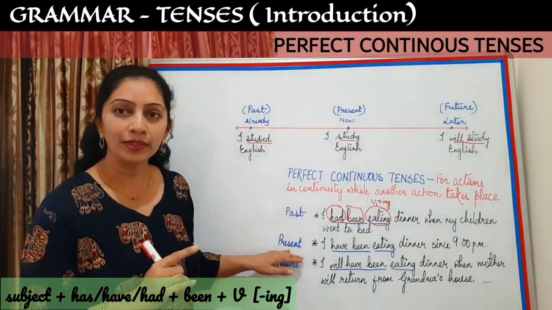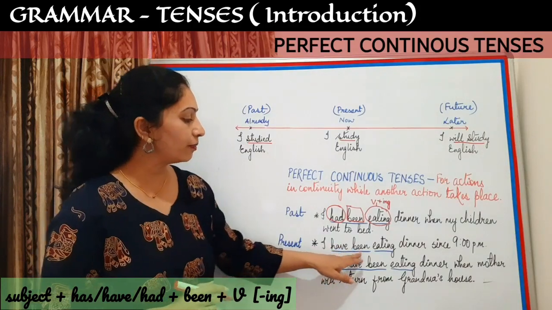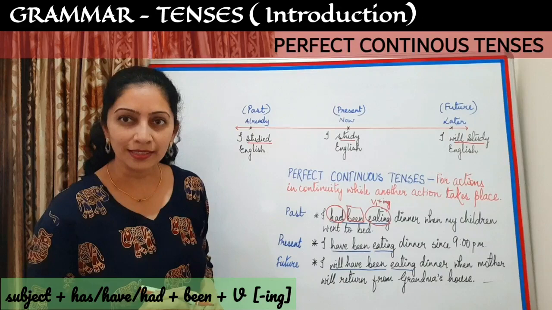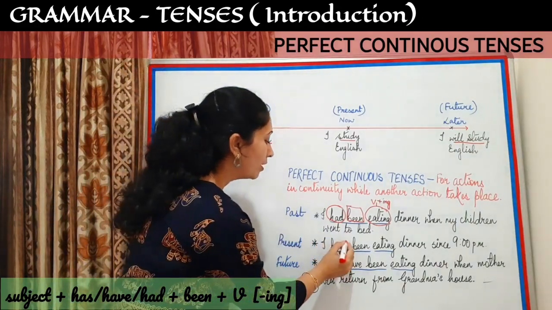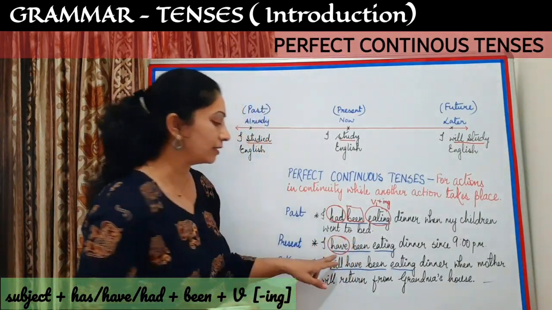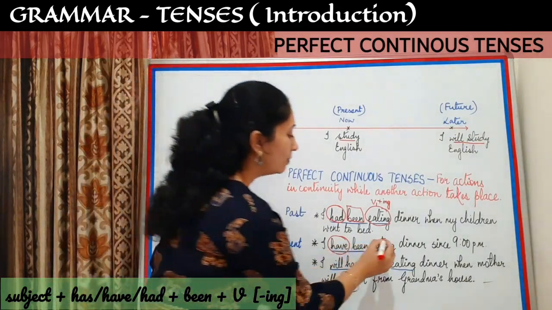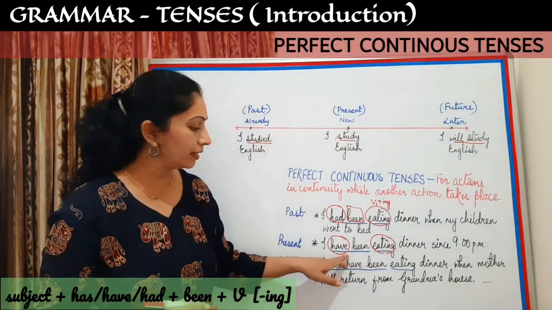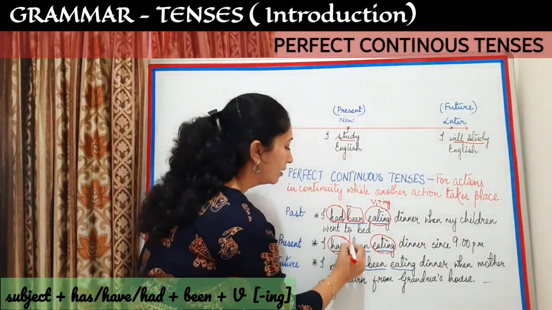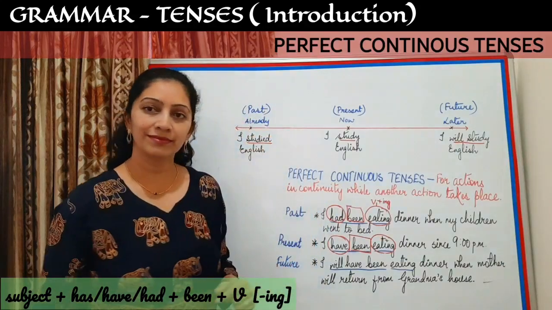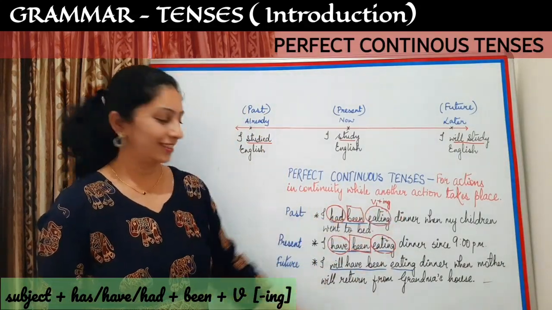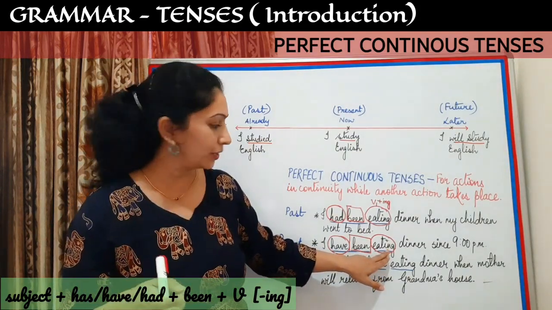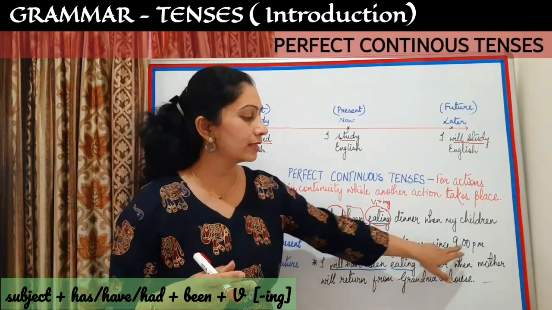Look here, in the present tense, I have been eating dinner since 9 p.m. Now because this is present tense, the auxiliary verb for perfect tense will be have. The main verb will be in the ing form, and to join these words we have a bridge word, been. Now let's read. I have been eating means that the action of eating dinner is still continuing since 9 p.m.